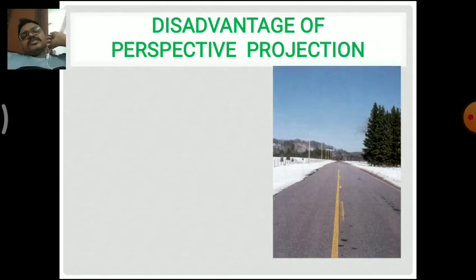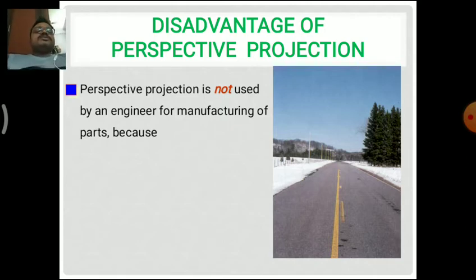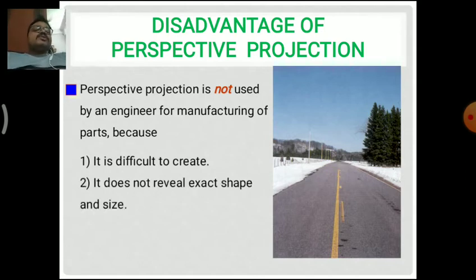So what is the basic disadvantage of the perspective projection compared to parallel projection? There you can see the street road. This perspective projection is not used by engineers for manufacturing different parts or products because it is very difficult to create in different positions, and it does not reveal the exact shape and size. In the earlier slide you can see the difference.